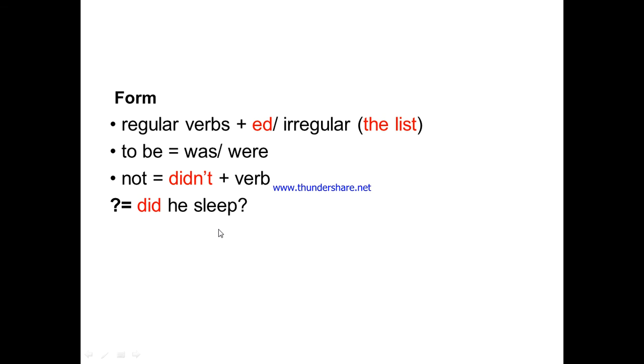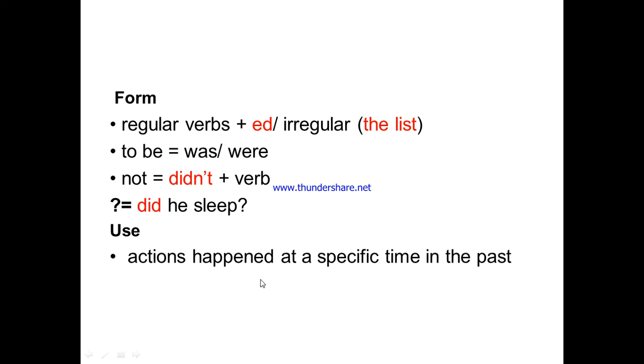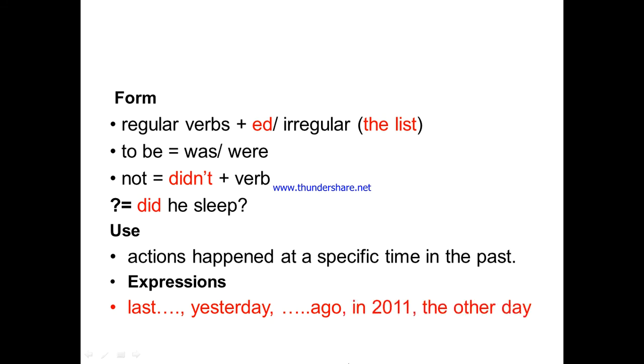مثال هنا did he sleep. بالنسبة للاستعمال نستعمله for actions أفعال that happened التي وقعت at a specific time في وقت محدد in the past في الماضي. العبارات expressions we have last زائد زمن، last week الأسبوع الماضي، last day اليوم الماضي، last year السنة الماضية، yesterday الأمس، ago يعني مضت. نستعمل هنا زمن زائد بعده ago. For example 2 days ago يعني يومين مضت، 2 hours ago أو 3 hours ago 3 ساعات مضت etc. In 2011، in زائد وقت في الماضي، in زائد سنة في الماضي. The other day ذلك اليوم.